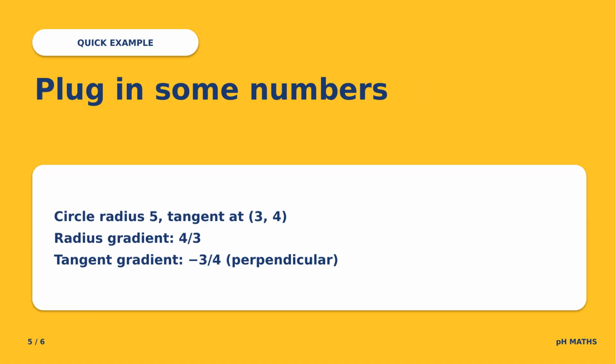one. Quick example: circle radius 5 with a tangent at the point (3, 4). The radius gradient, the rise over run from the origin to (3, 4), equals 4/3. So the tangent gradient, which is the negative reciprocal, is -3/4, perpendicular every time on any circle.